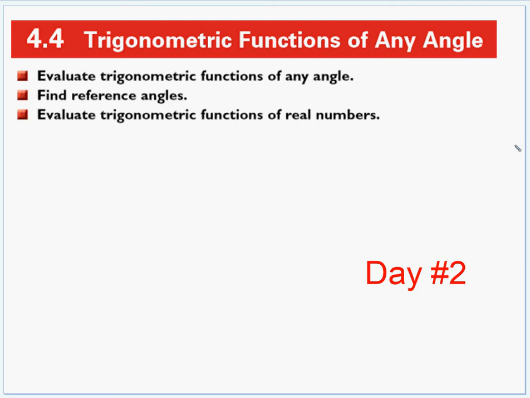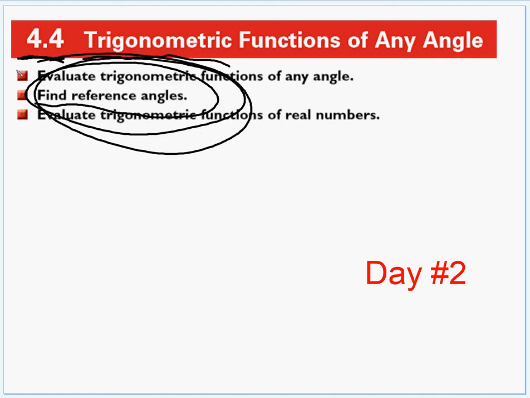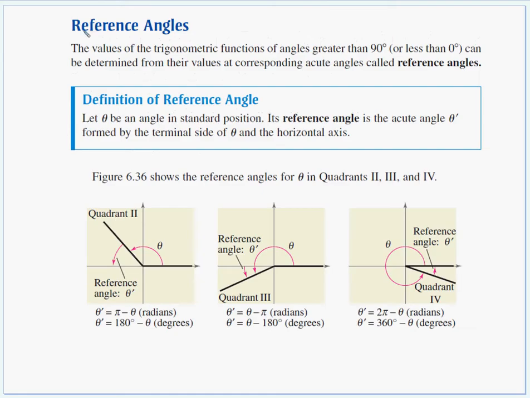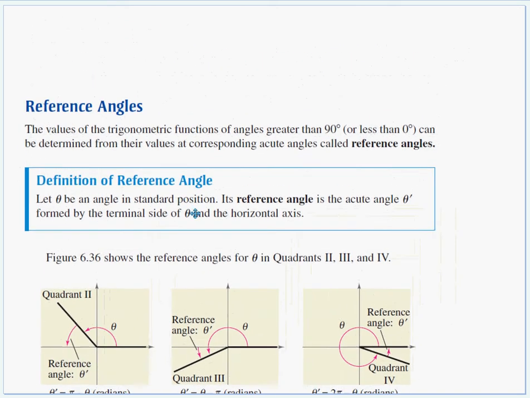Welcome to the next video for 4.4 in our trig adventure, trig functions of any angle. This is day 2, and our main idea today are these things called reference angles. Since we're out of the first quadrant, some trig functions switch to positive and negative, and these reference angles are a pretty slick way to figure out the sign and value of our angle.